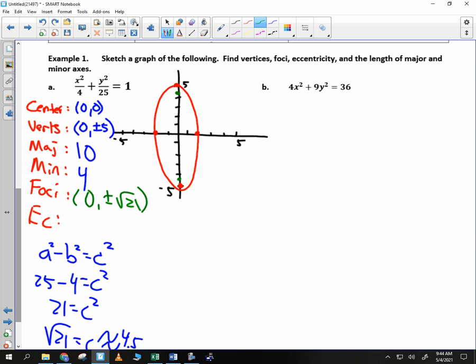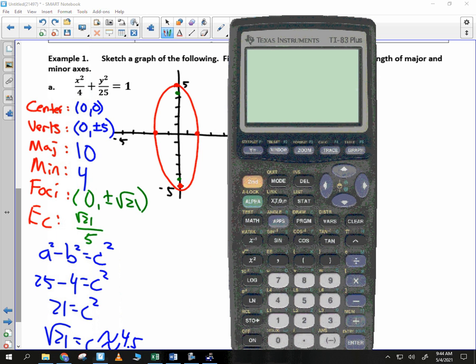The eccentricity, I take the c value, which is the root of 21, and I divide it by my a value. What is the a value? 5. The a value is the square root of the larger number. So I'm going to turn on my calculator and take the square root of 21. Try again. 4.58, so about 4.6. If I divide that by 5, I get 0.9165.